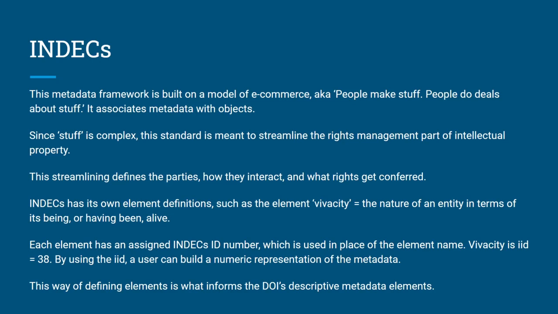Now, the indecs model has its own element definitions separate from what we saw in the DOI descriptive metadata. So, for example, they include things like the element vivacity, all right, the nature of an entity in terms of its being or having been alive. But each element in indecs has an assigned ID number, which is used in place of the element name. By using those ID numbers, a user can build a numeric representation of the metadata, which is why this particular metadata framework was chosen to define the elements within the DOI's descriptive metadata.